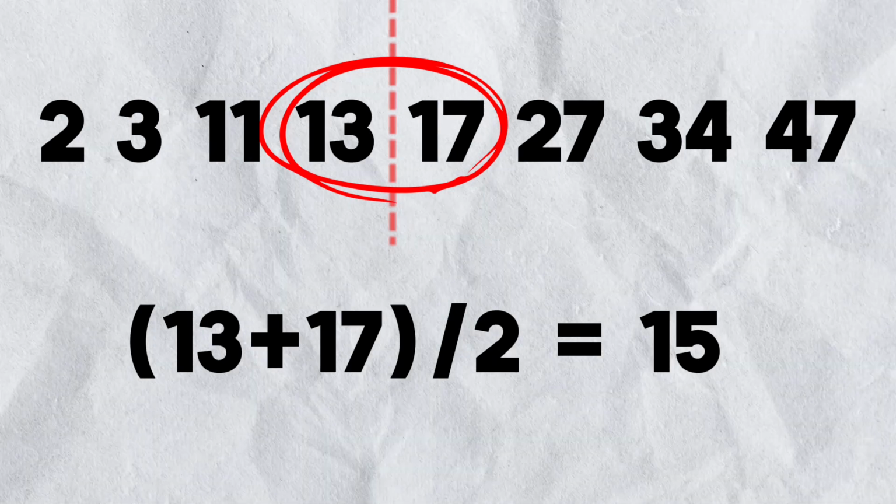Middle will be here, between 13 and 17. That's why, to calculate the median, we need to find the average between 13 and 17.